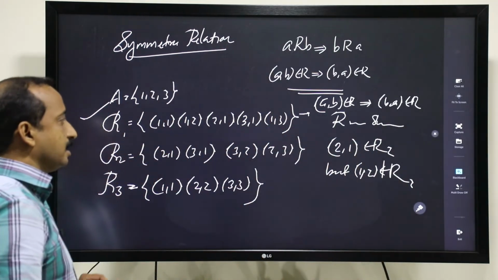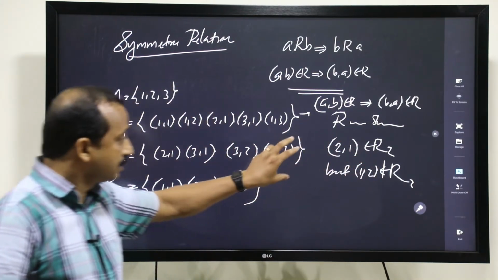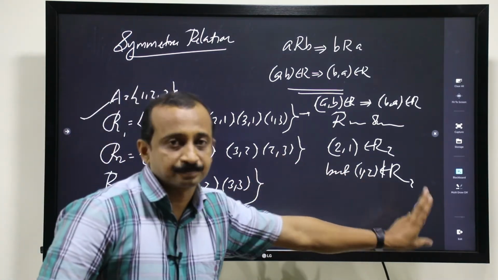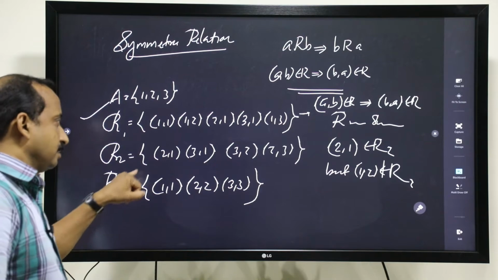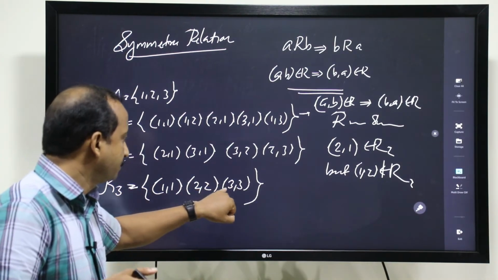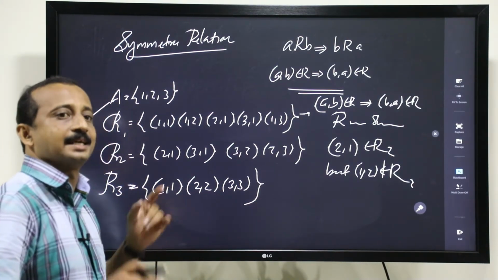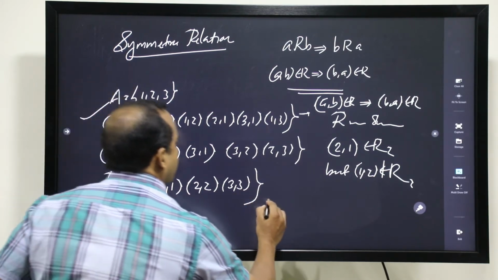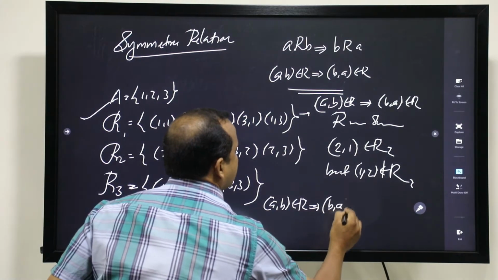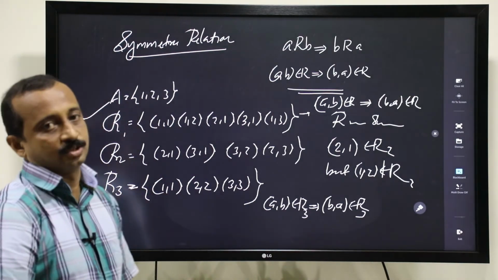But in the second case R2, there is a contradiction. Here 2 1 is an element of R2, but the reverse order 1 2 is not an element of R2, and therefore this relation is not symmetric. But in R3, 1 1 has reverse order 1 1, 2 2 is also an element of R, 3 3 has reverse order also 3 3. That means these three pairs satisfy the symmetric condition. Here we write AB is an element of R implies BA is an element of R, and therefore the given relation satisfies the symmetric condition.